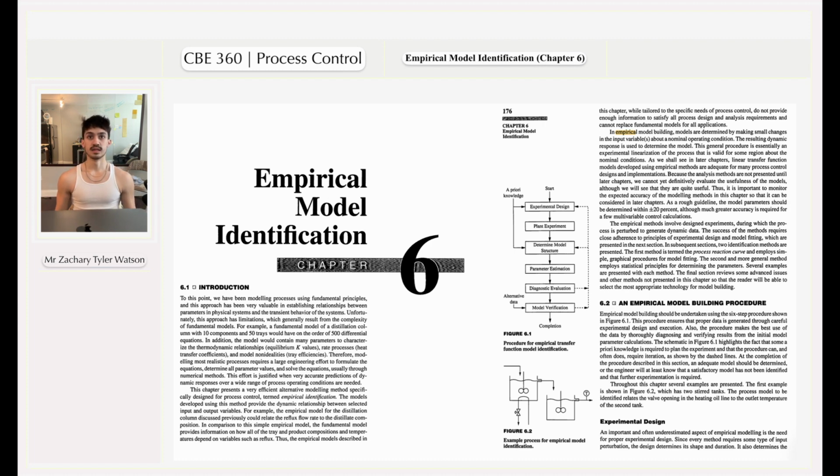The process model identified relates the valve opening on the heating oil line to the outlet temperature of the second tank. I might have said CSTRs, but you can just refer to them as stirred tank reactors. It's a more acceptable form for all cases.